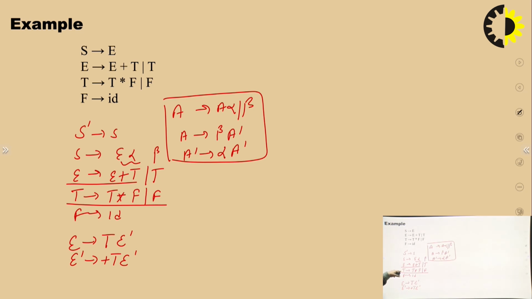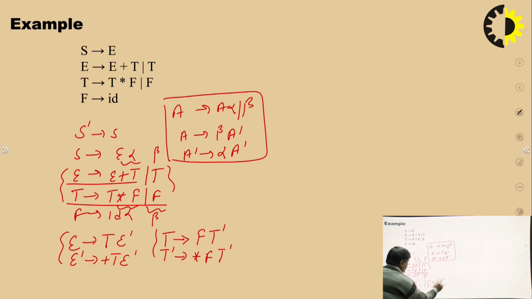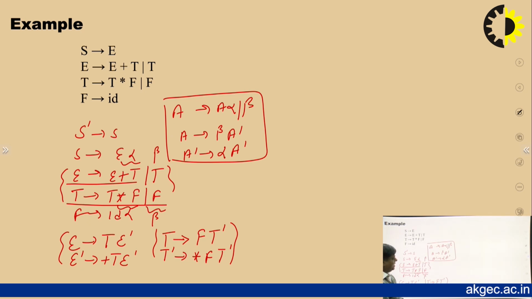Similarly, we remove the left recursion for this production rule. Now this one is alpha and this one is the beta. So T tends to beta F T', and T' tends to star F T'. We remove these 2 productions and add these 4 productions. Then 1, 2, 3, 4, 5, 6, 7 production rules are added, by which we perform the SLR parsing algorithm.